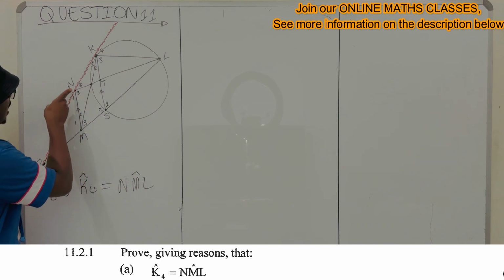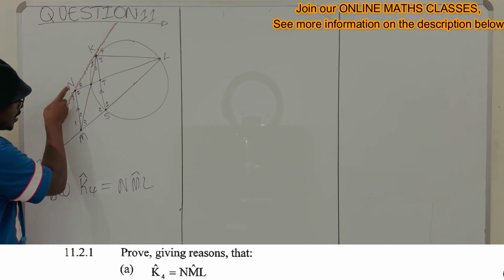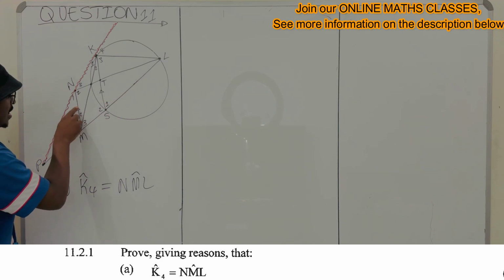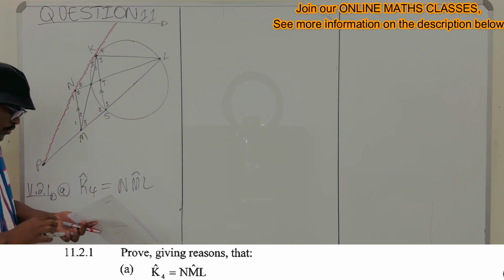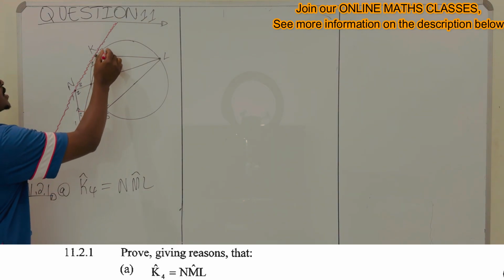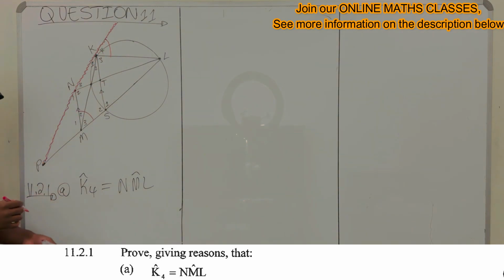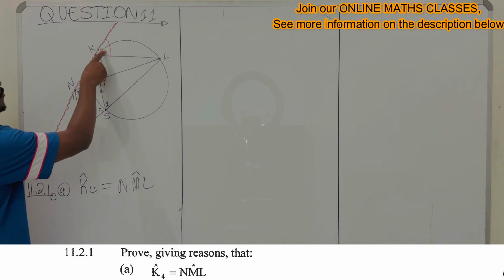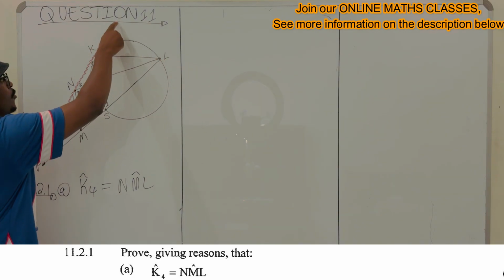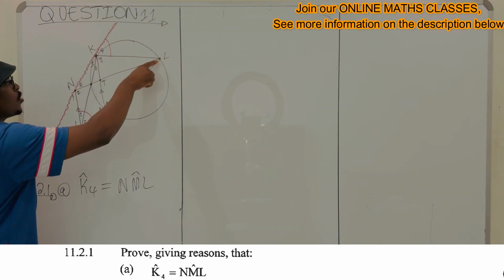Where's NM? NM is this line over here. Where's ML? ML is that line over here. Which is this angle over here. So essentially they want us to prove that this angle over here is equal to that angle over there. No problem. So how are we going to go about this? If you look at K4, it's the angle between the tangent and the chord. K4 over here is the angle between the tangent and the chord.